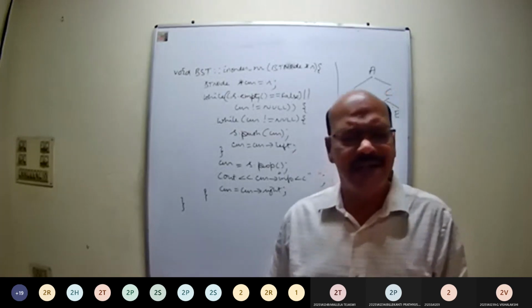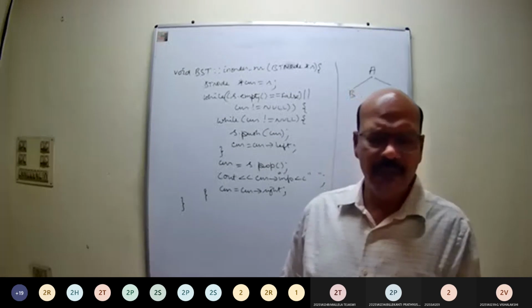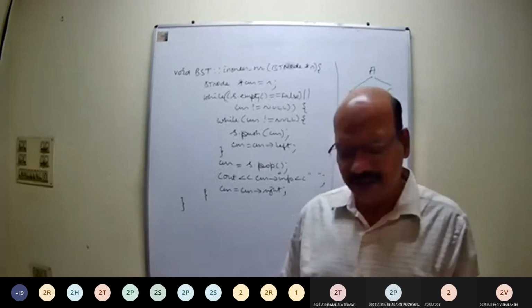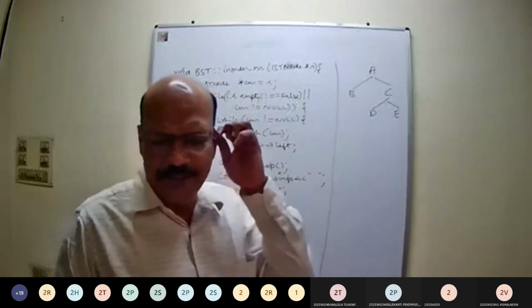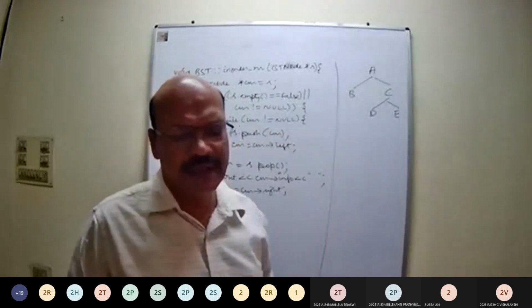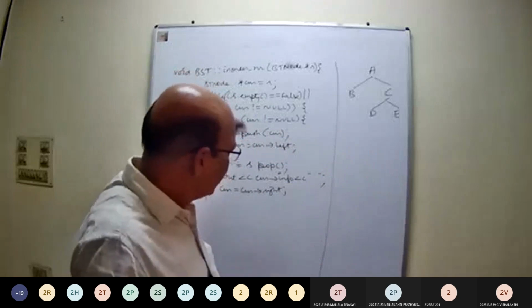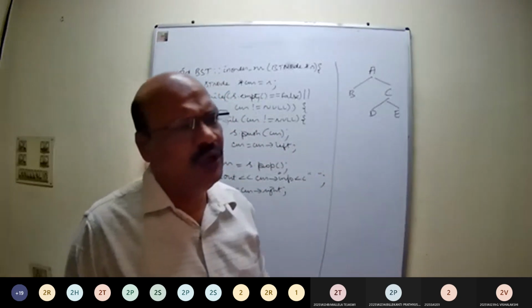Okay, so specifically, I discussed in-order non-recursive tree traversal. The algorithm is very simple. So first, I'll try to explain the algorithm using an example. Then I'll explain the function.